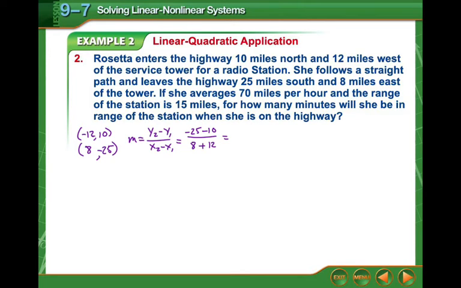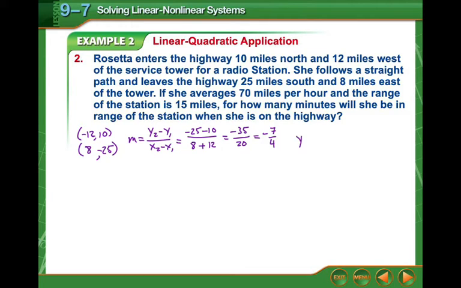So across the top, negative 25 minus 10 is a negative 35. 8 plus 12 is 20. And this simplifies, because 5 goes into both, to a negative 7/4. So there's our slope. Now we need to come up with the equation for her line on the highway.